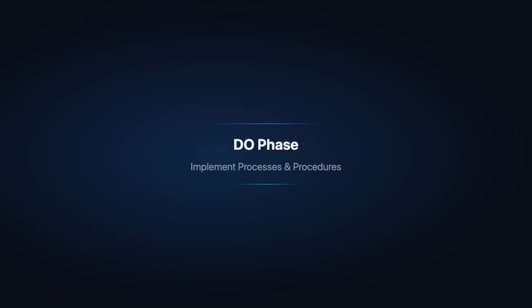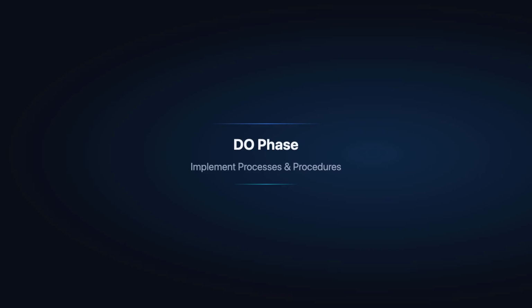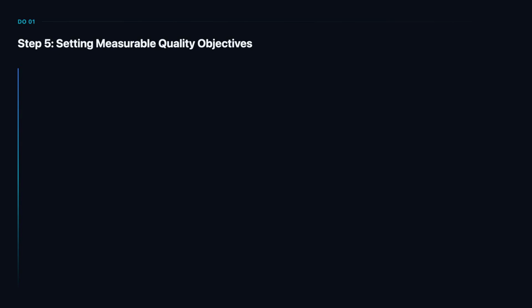Now we move to the do phase, where we implement the processes, procedures, and controls that bring your QMS to life. This is where planning turns into action. Quality objectives serve as benchmarks that drive continuous improvement. They must be measurable and linked to your business goals.